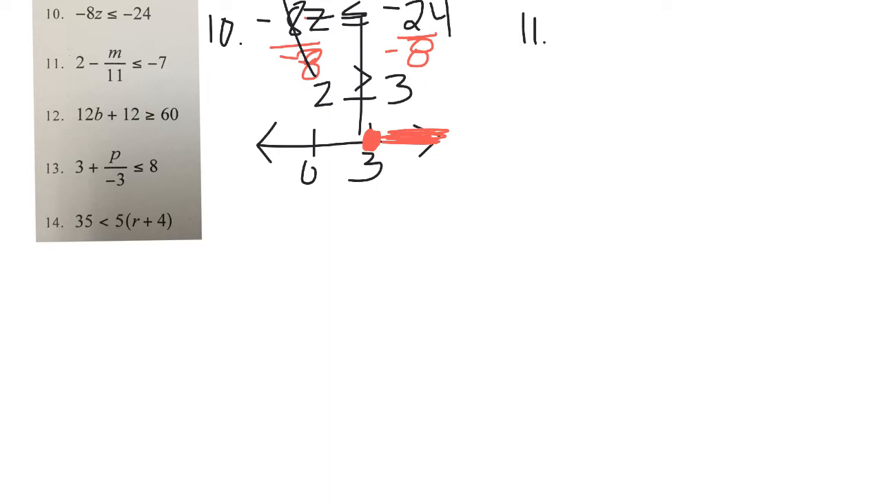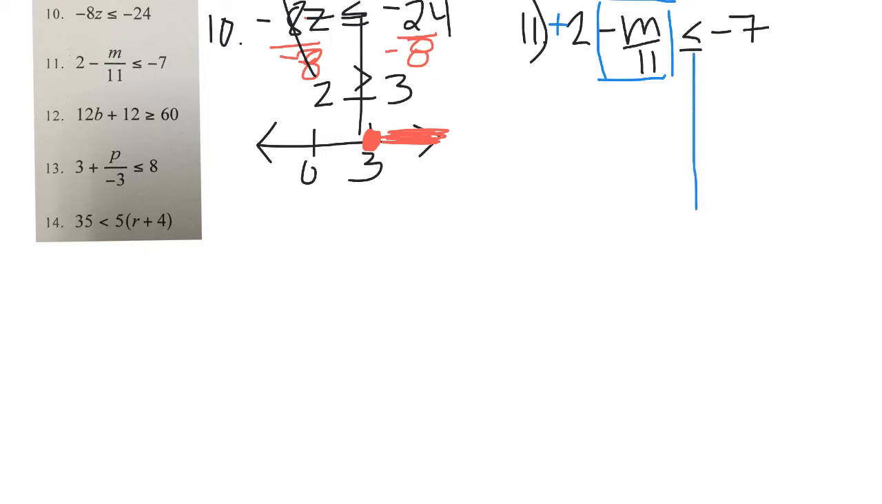Number 11, 2 minus m over 11 is less than or equal to negative 7. Now this type of problem messes us up frequently. Okay, this negative here is with the m. So the negative is with the m, and the 2 is out here actually being positive. And so to move it to the other side, I need to subtract 2.